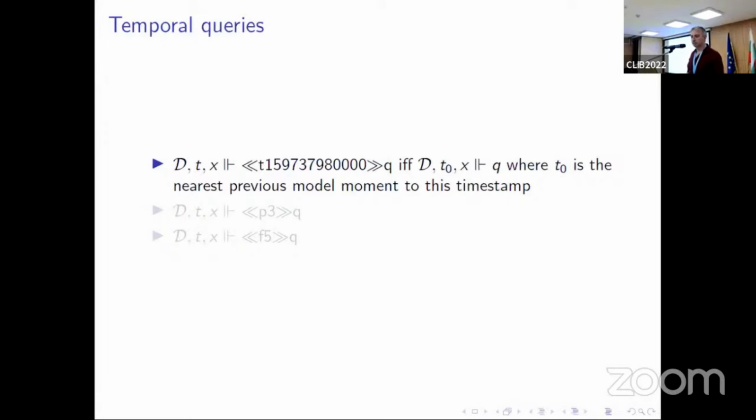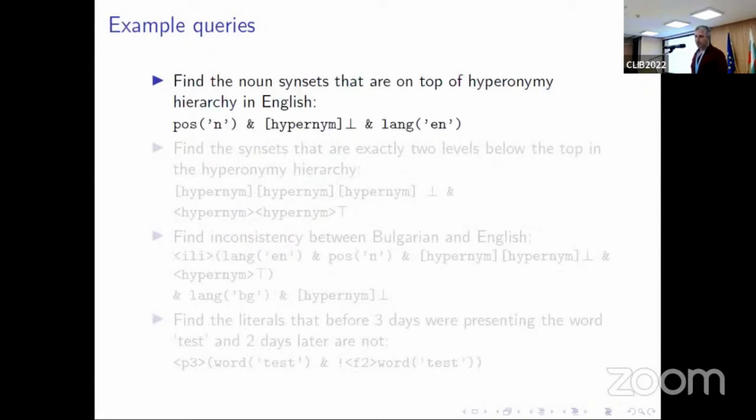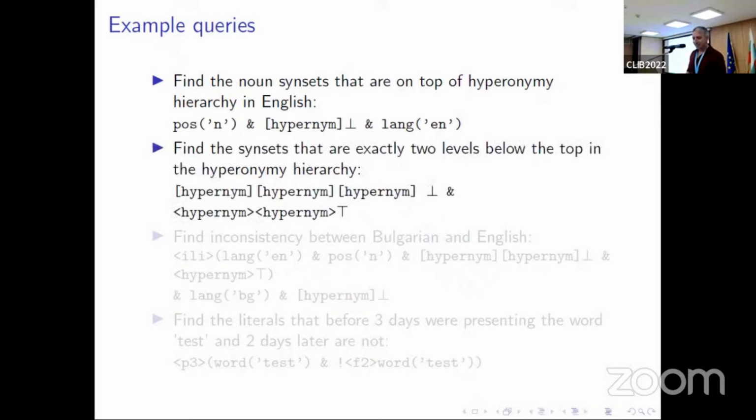So here are some examples with the modifier. So this query Q makes some result, and with this modifier, we say that we want it to be true for that particular moment of time, or 3 days ago, or 5 days ahead. These are some example queries. We can find the noun synsets that are on top of the hypernymy hierarchy in English with this simple query. Okay.